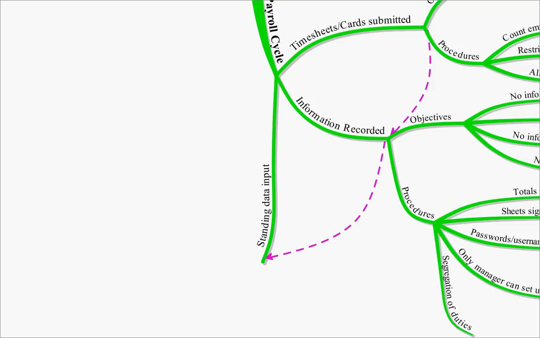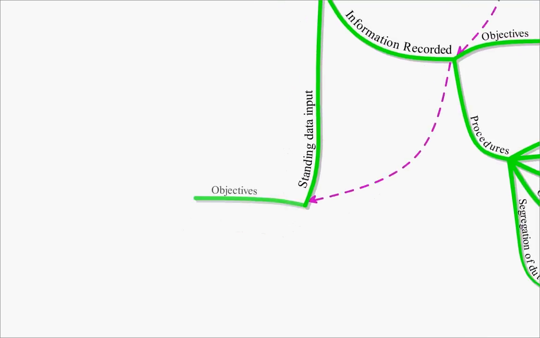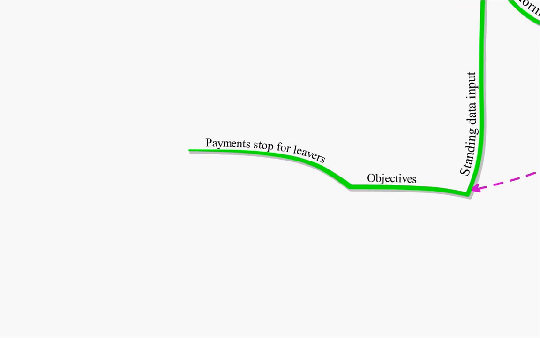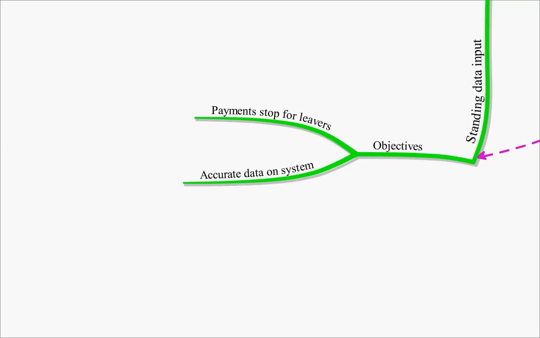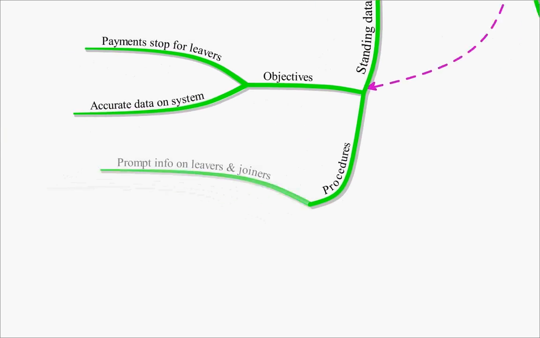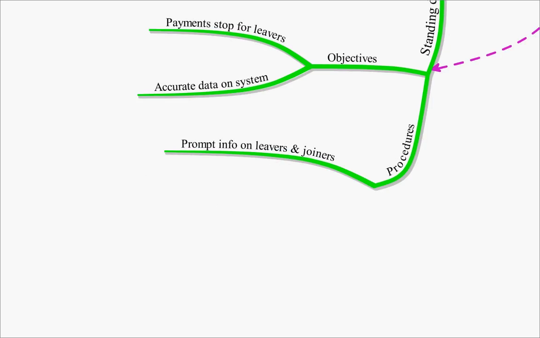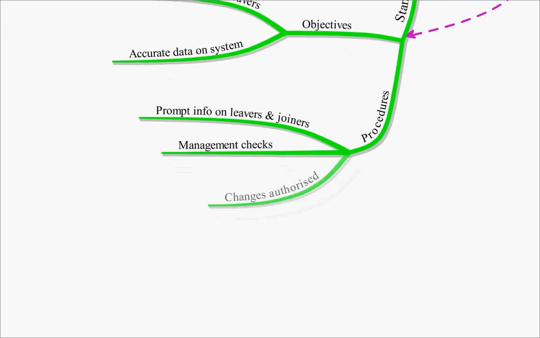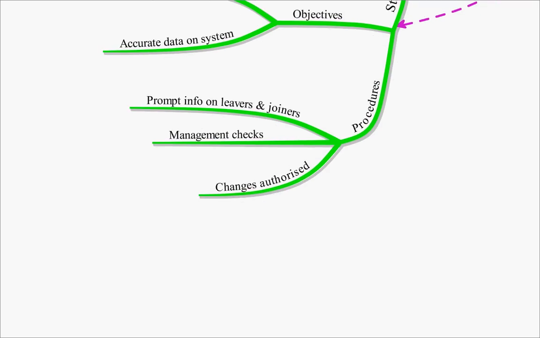The next step in our payroll cycle is controls over the standing data. So objectives here are that when people leave, that the payments stop, and that the data on the system is accurate. Procedures to ensure this will be ensuring that there's prompt information given to the payroll clerk on leavers and joiners. Management will then check the standing data to make sure it conforms to what they believe it should be, and any changes to standing data will be authorised by management.